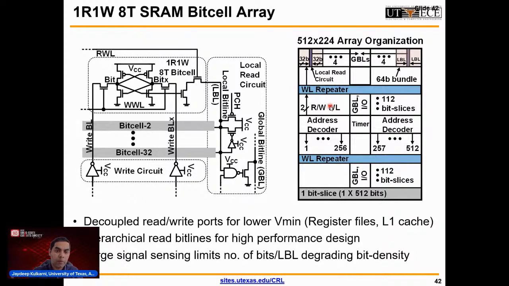This is a generic floor plan of an 8T SRAM array. It consists of different bit cells, let's say 32 bits, connected to a local bit line. This local bit line is fed to a local sense circuit, which could be just a NAND gate. And then there are hierarchical global bit lines. Also, it typically employs a large signal sensing as opposed to differential sensing because of the single-ended read operation.